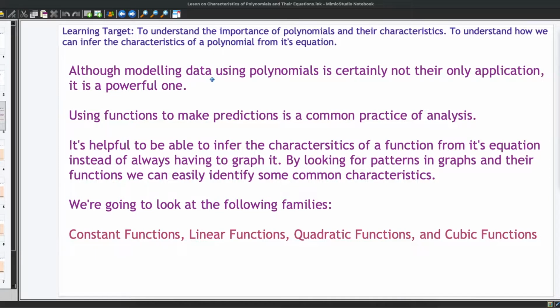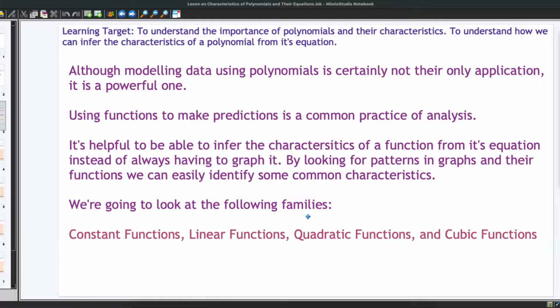So I have a note here saying, although modeling data using polynomials is certainly not their only application, it's a powerful one. And using functions to make predictions is a common practice of analysis. It's helpful to be able to infer the characteristics of a function from its equation instead of always having to graph it. And by looking for patterns in the graphs and their functions, we can easily identify some common characteristics.